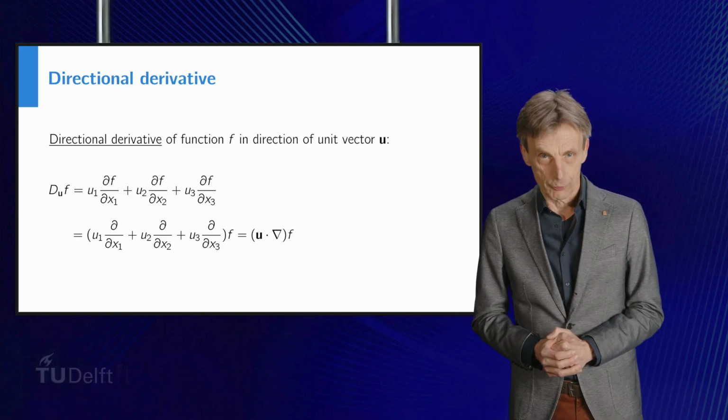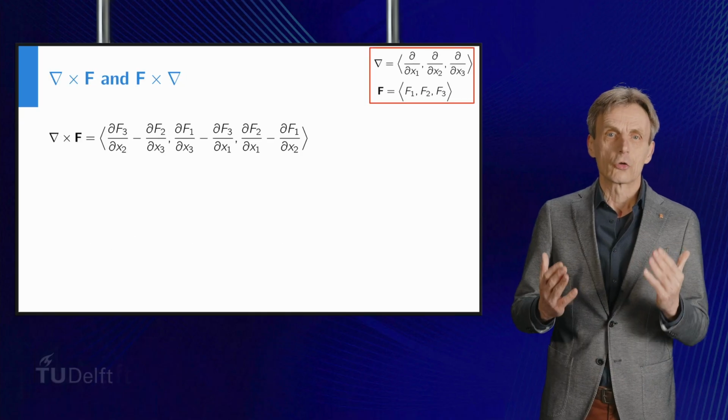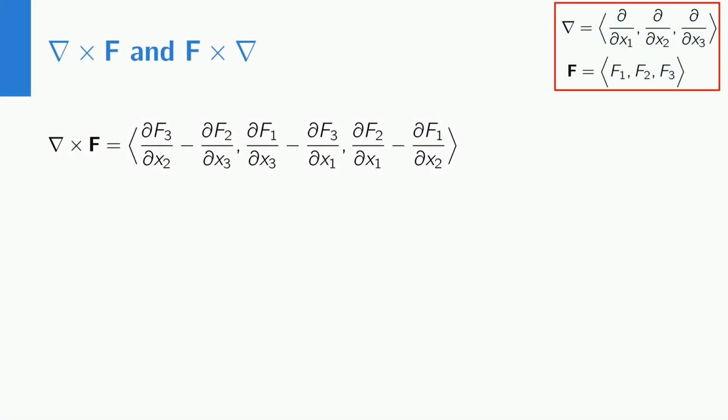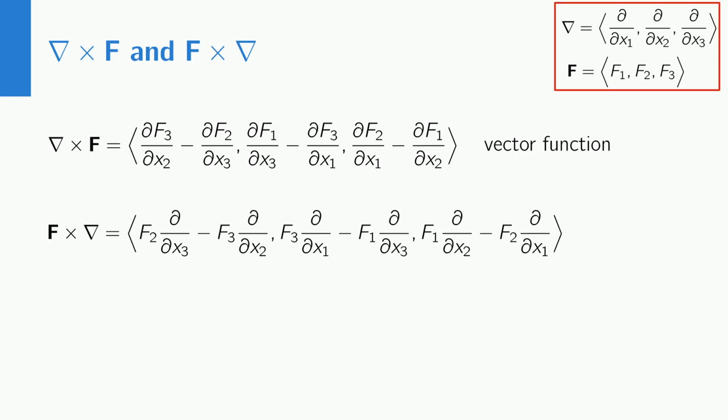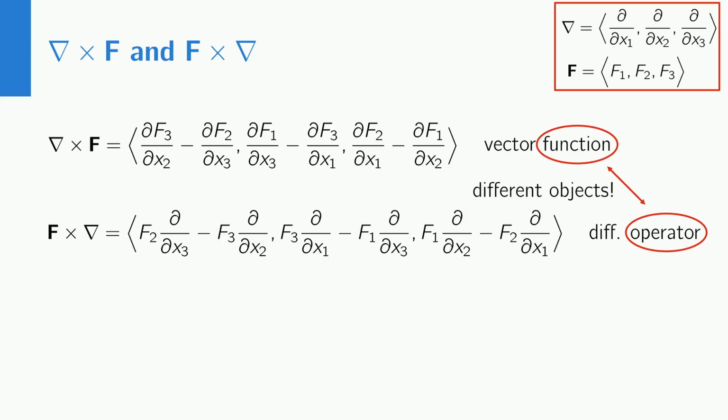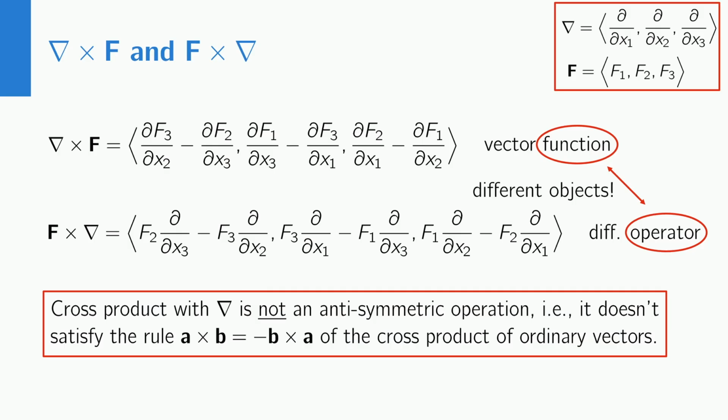Now, let's have a look at the cross products. The cross product of del and f in that order is equal to the curl of f, which is a vector function. On the other hand, the cross product of f and del in that order is the expression shown here, which is not a function but a differential operator. So again, the two products are different objects. So a cross product involving the del operator is not an anti-symmetric operation. That is, it doesn't satisfy the rule a cross b is equal to minus b cross a that we are used to for ordinary vectors.